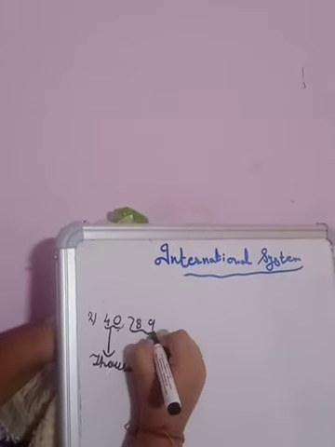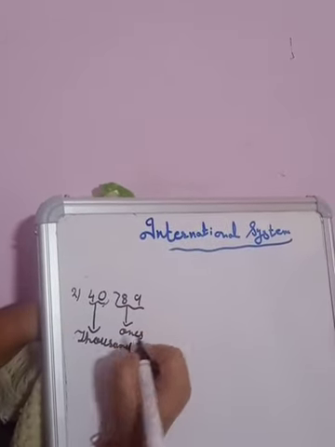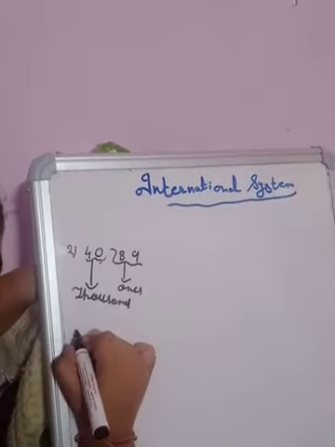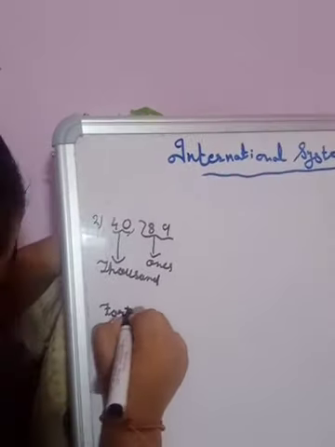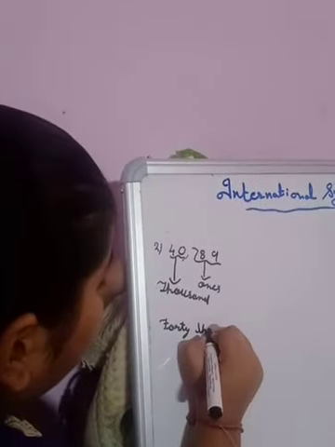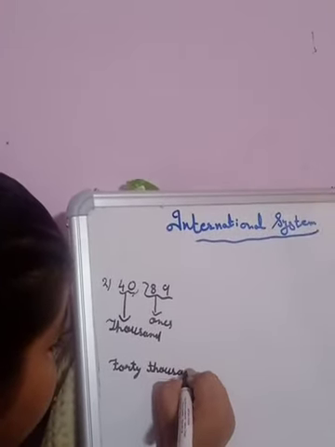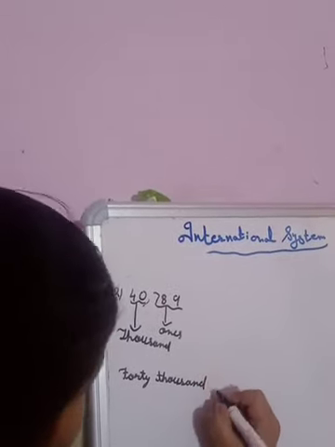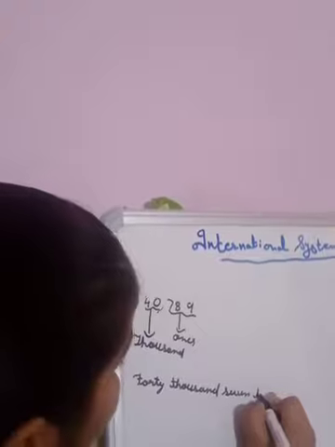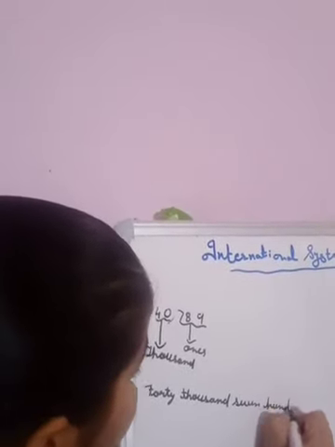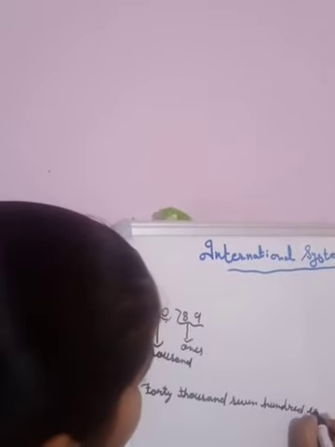And these 3 digits are ones. Let's rewrite. 40,000. 789.